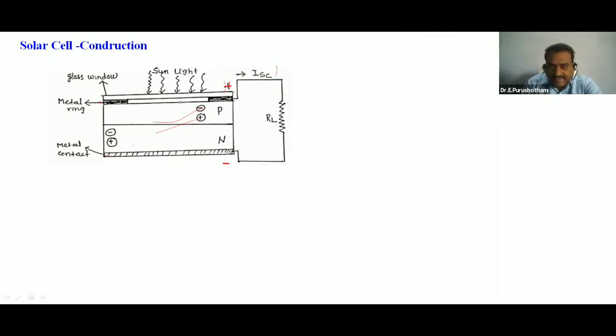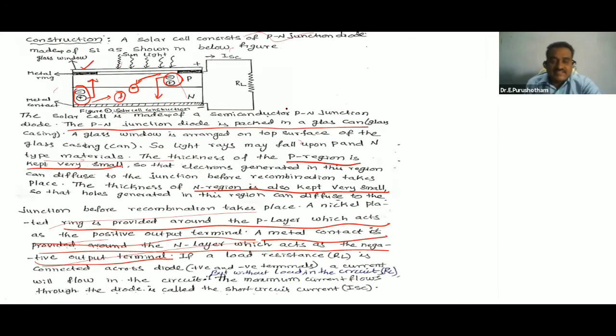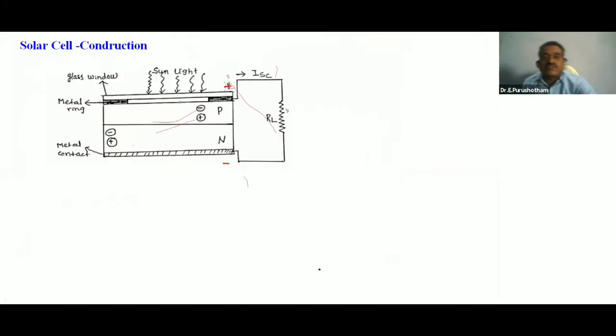This positive terminal and negative terminal are connected through the load resistance. You observe here the load resistance. If a load resistance RL is connected across the diode positive and negative terminal, a current will flow in the circuit. The maximum current flow through the diode is called the short circuit current.